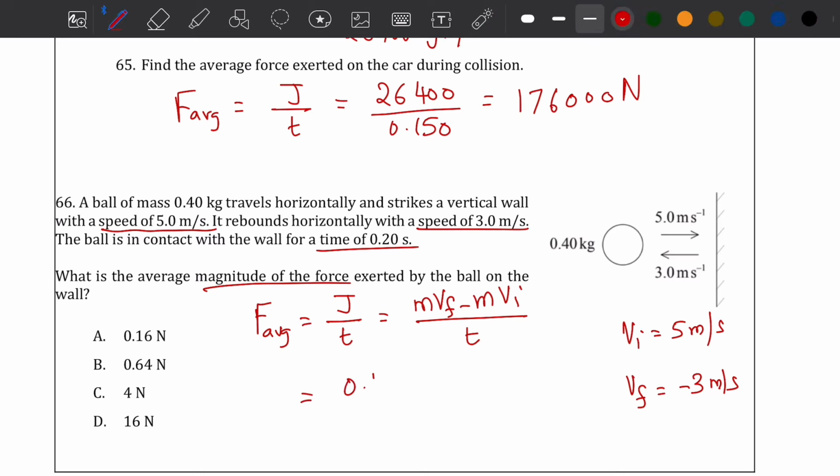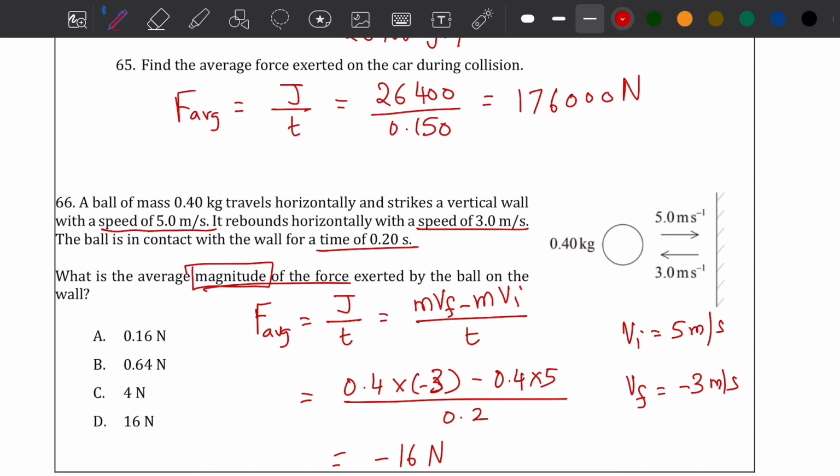Let's put the numbers: 0.4 times negative 3 minus 0.4 times 5 over time, which is 0.2, and this will come out as negative 16 Newton. And because they are asking for magnitude, I don't have to worry about the negative. I'll just select the answer as 16.